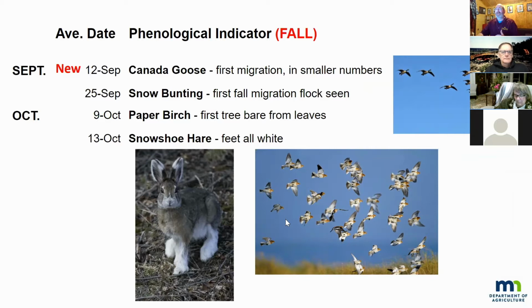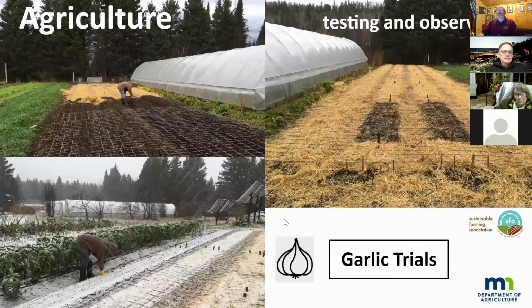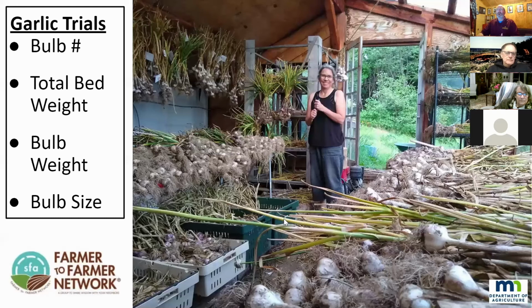We added the snow buntings last year and we added the Canada geese this year, when they're flying south in small groups. And as we did the research on the crops, and this is my wife, Lisa, planting the crops in different seasons, September, October, and there she is in the snow in November, looking at bulb weight, bulb numbers, bed weight, bulb size, and this is all the different collections, all marked and managed. A bunch of this came from a grant with the Sustainable Farming Association.